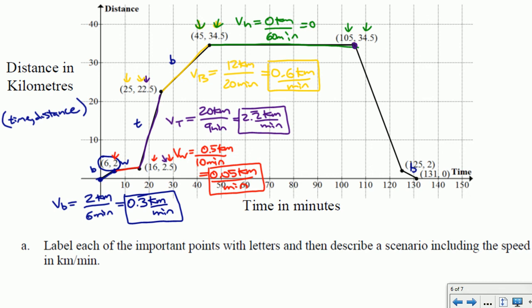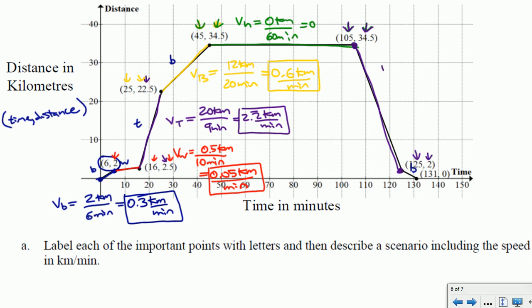At 105 minutes, it looks like he gets directly onto the train. So it's possible his friend lives right next to the train station. And over the course of 20 minutes, he gets to where he's going on the train, because we start at 105 minutes and we end at 125 minutes. During this time frame, he goes from 34.5 kilometers back to 2 kilometers.